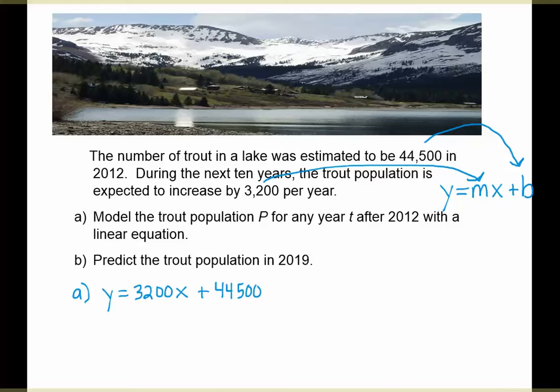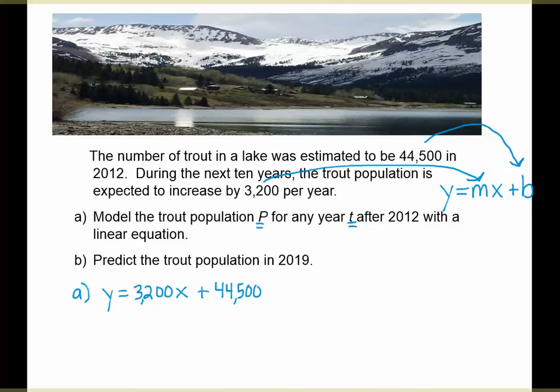And most likely if you wrote this, I'd probably give you some partial credit, but we didn't really follow all of the directions exactly. If you go back and read part A again, it says model the trout population P for any year T. So they're actually telling us what variables they prefer us to use. That means you need to figure out which one of these would be like the y and which one of these would be like the x. And remember, the x is the input, the y is the output.